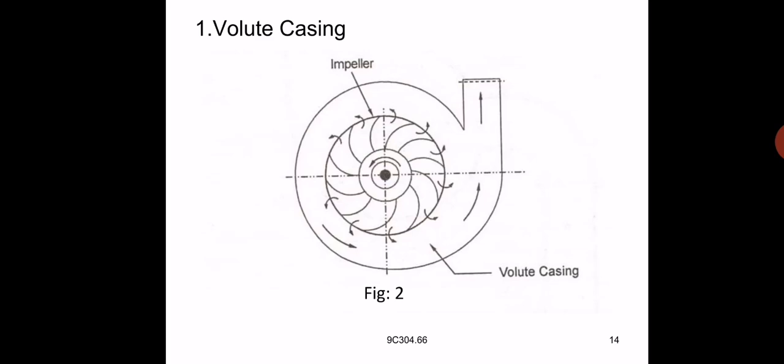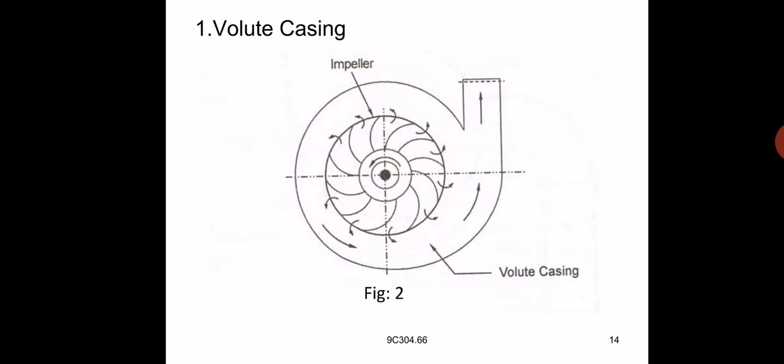It is a spiral, please see the figure here. It is a spiral shaped casing which surrounds the impeller. The area of the volute casing gradually increases from the impeller outlet to the delivery pipe. Due to this, the kinetic energy is converted into pressure energy before the liquid leaves the casing.